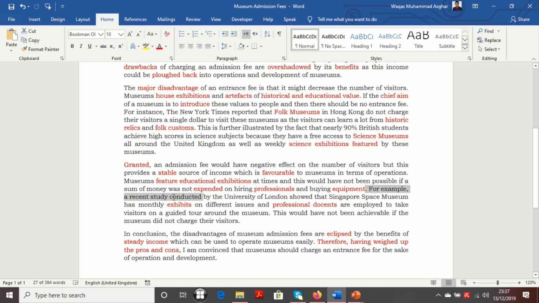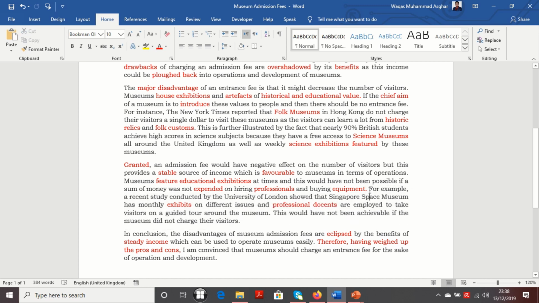For example, a recent study conducted by the University of London showed that Singapore Space Museum has monthly exhibits on different issues, and professional docents are employed to take visitors as a guided tour around the museum. This would not have been achievable if the museum didn't charge the visitors.